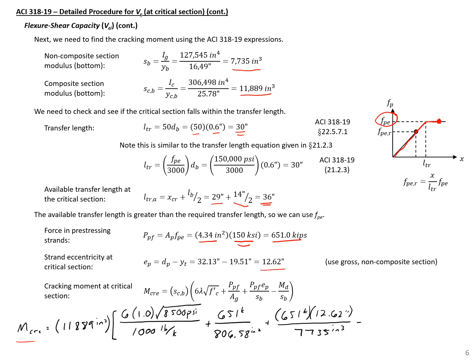and then minus the dead load moment, 2,323 kip inches, divided by my section modulus, 7,735 inches to the third. So we'll get our M cracking to be equal to 25,217 kip inches. So this is the value that we'll use moving forward in this example.